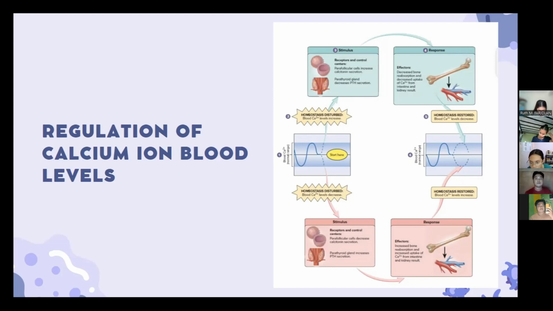Then the homeostasis is restored because the blood calcium levels decrease. The second case is when the blood calcium level decreases. So the parafollicular cells decrease the calcitonin secretion and the parathyroid gland increases the PTH secretion. This results in increased bone resorption and increased uptake of calcium from the intestine and kidney. Then it restores the homeostasis in the body because the blood calcium levels increase.